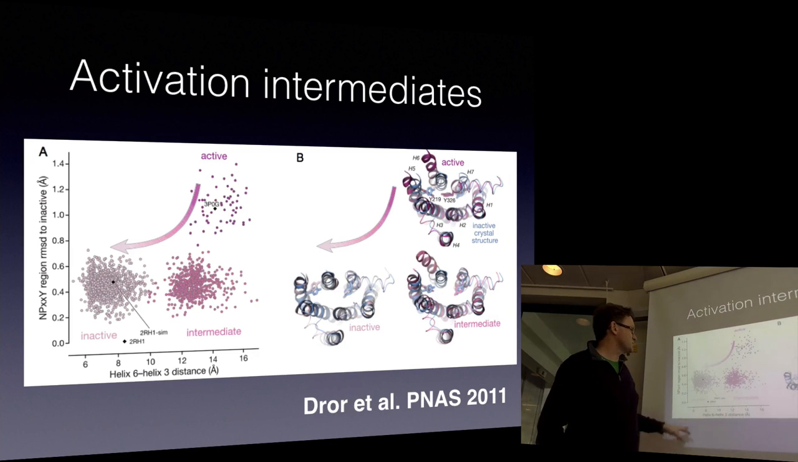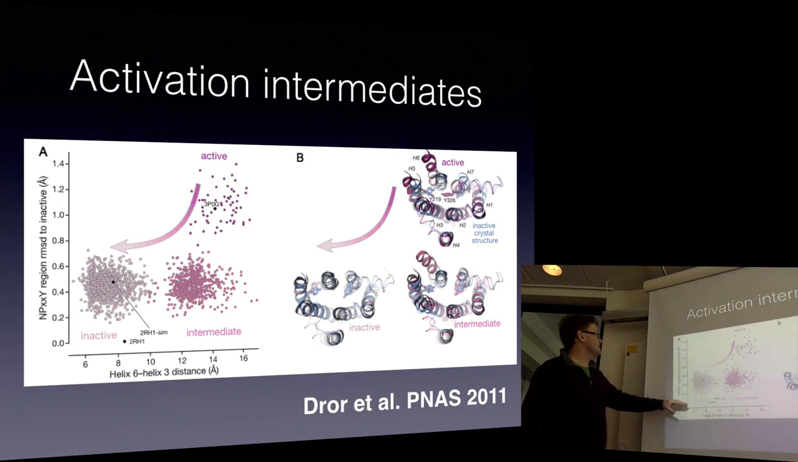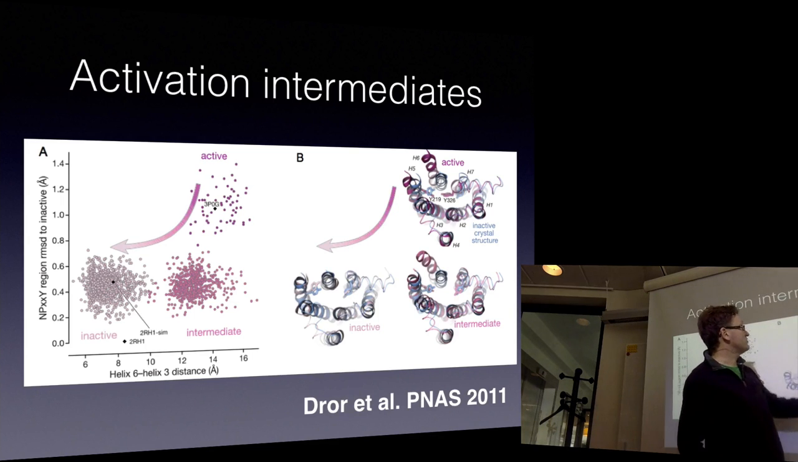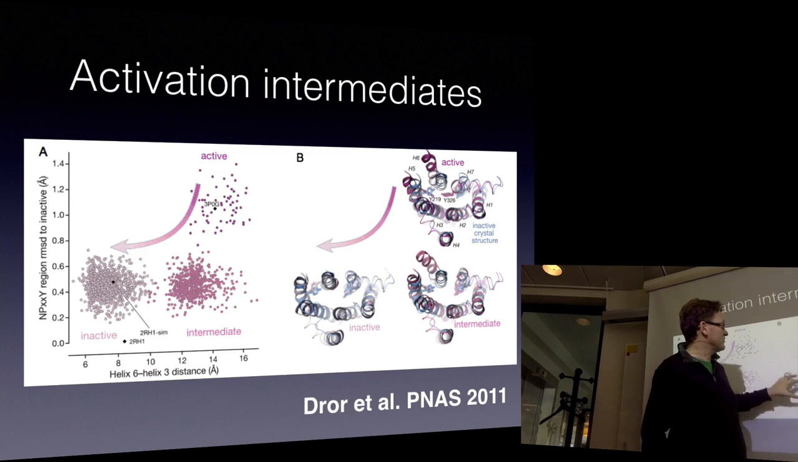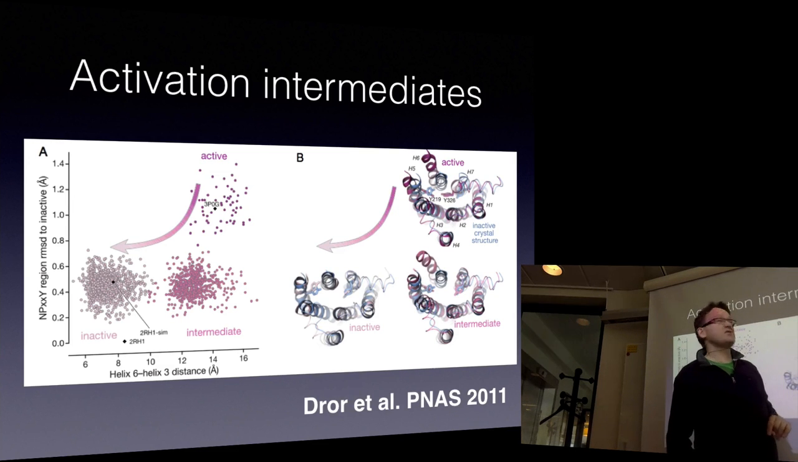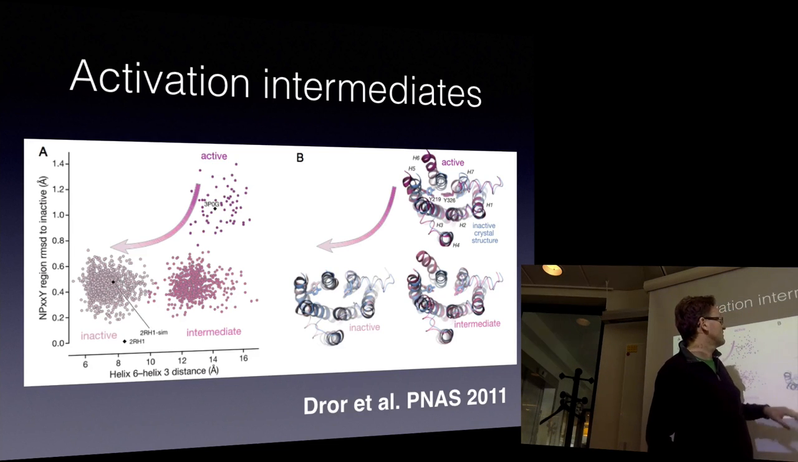And this is the distance between two of the helices, helix 6 and helix 3, to be exact. In this case, this is the R miss D to the inactive state. And you can actually show how you move. You start from the active state, you go close to the intermediate state, and you end up in the inactive state, although the only thing you actually use as input in the simulation is the active state. And then we can show that we end up pretty much overlapping the inactive crystal structure exactly.